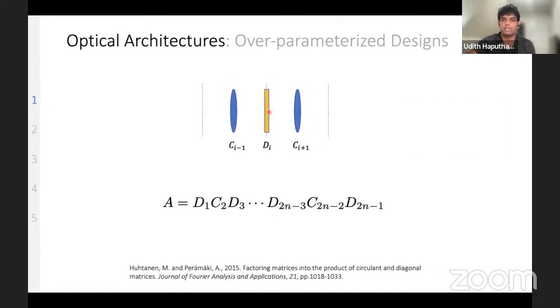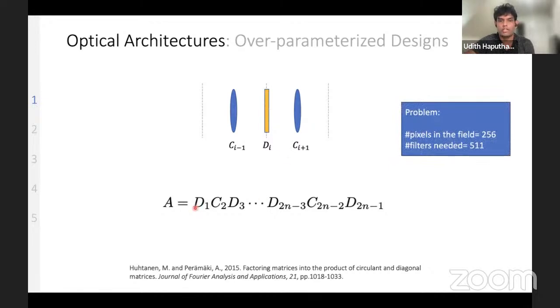But there is a problem here. This needs 2n minus 1 of these elements, right? As an example, if we take the number of pixels in the field as 256, we need 511 filters. And if we take the number of pixels in the field as 2048, then it will be even more. It is a really high number.